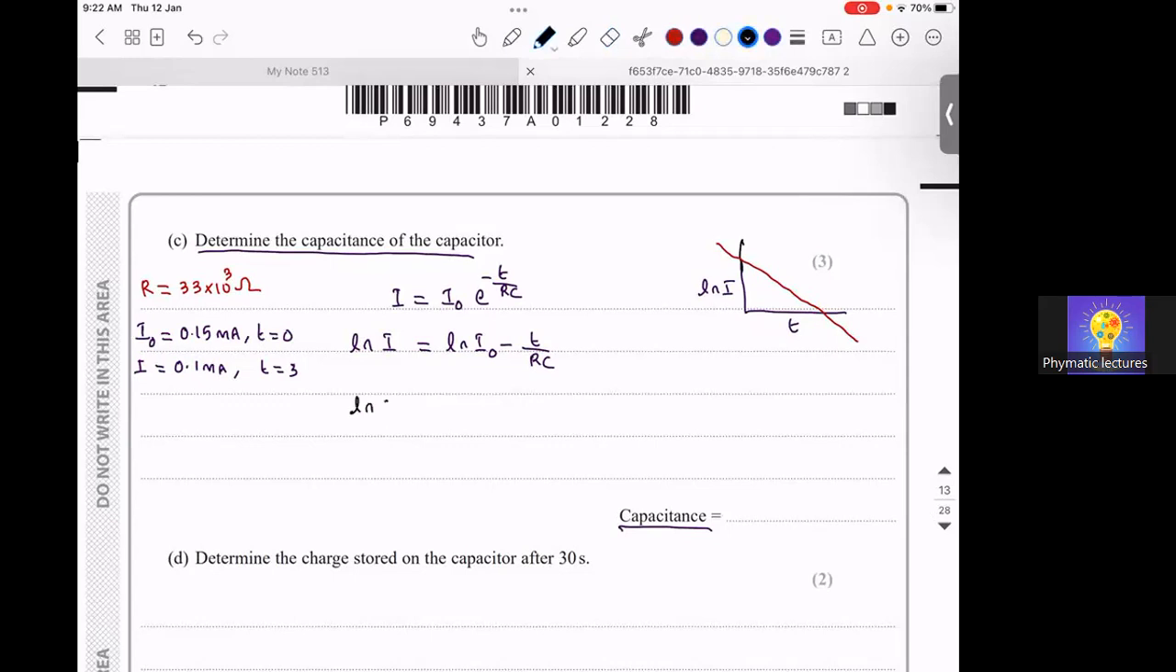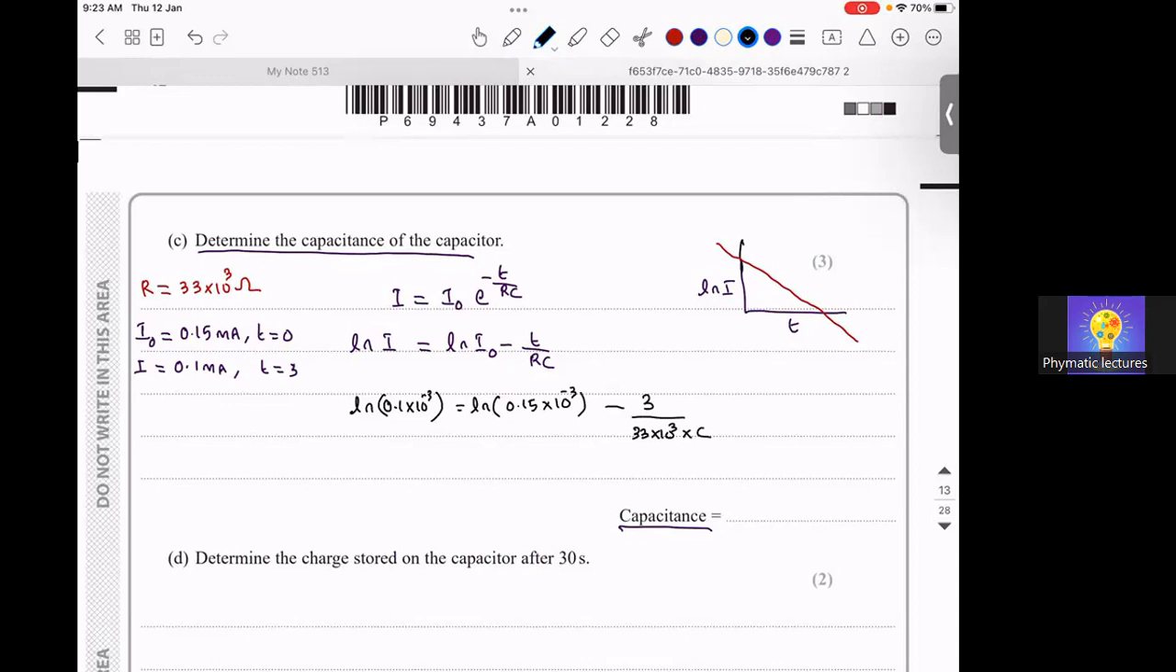ln 0.1 into 10 to the power of minus 3 is equal to ln 0.15 into 10 to the power of minus 3, because milliampere converts to ampere, minus after how many seconds? Exactly, after 3 seconds. Time is 3, divided by 33 into 10 to the power of 3 into capacitance. So please plug in the values.